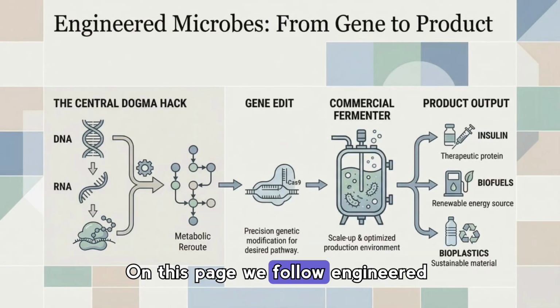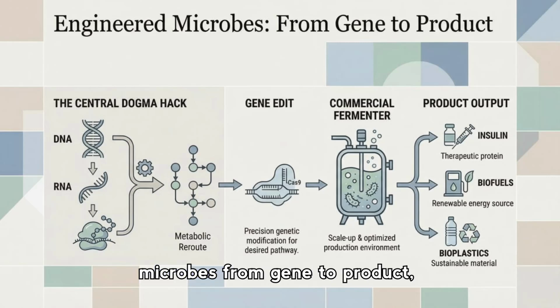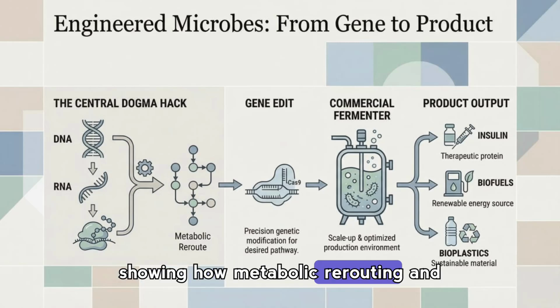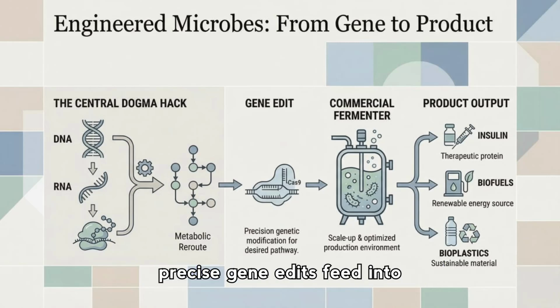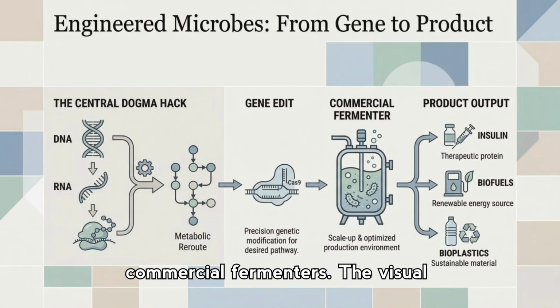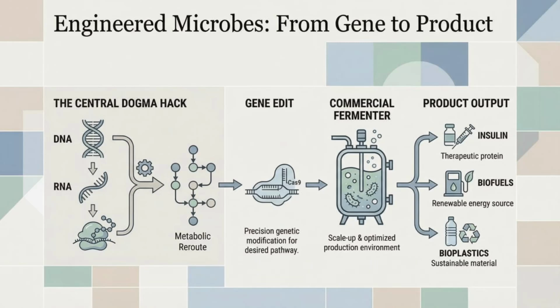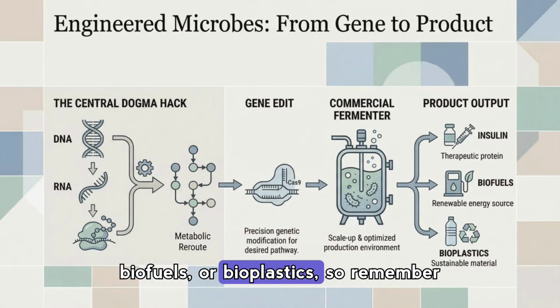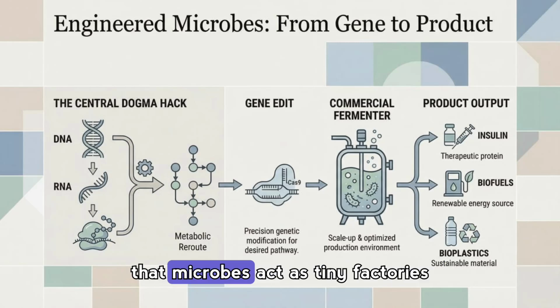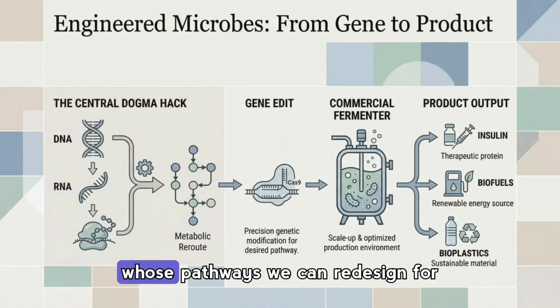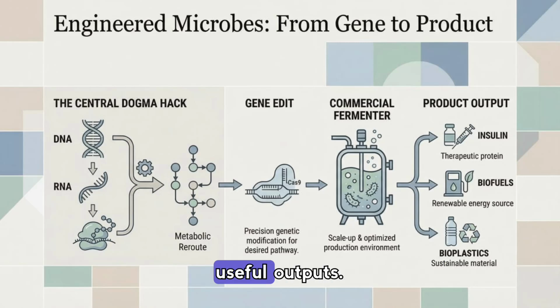On this page, we follow engineered microbes from gene to product, showing how metabolic rerouting and precise gene edits feed into commercial fermenters. The visual makes it clear that small genetic changes can scale into insulin, biofuels, or bioplastics. So remember that microbes act as tiny factories whose pathways we can redesign for useful outputs.